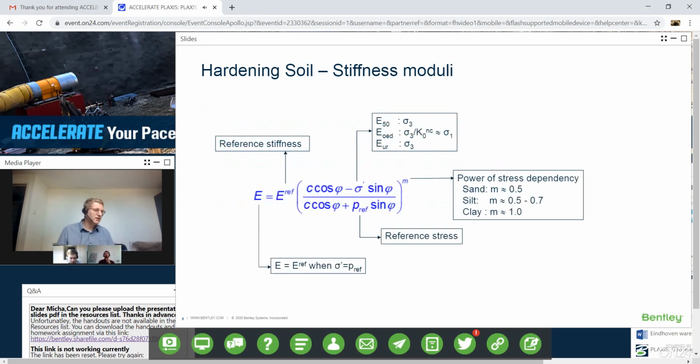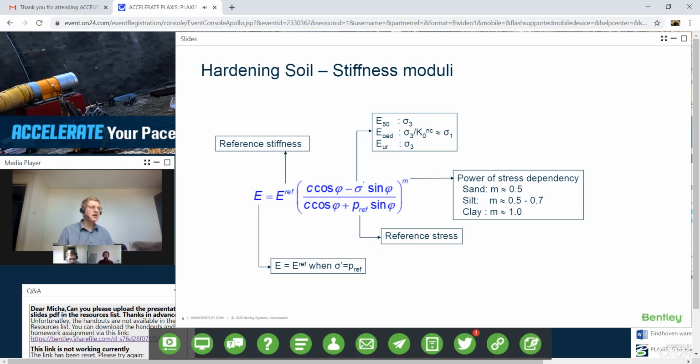Now, how does this look like? The formula. So E, whether this is E odometer, EUR, or E50, this is the stiffness that we actually have at any moment in our calculation. That depends on the reference stiffness, E ref, that we have to fill in as a user. And then we have the equation that has some cosines in it and cohesion. But most important, it has sigma and Pref. Now, Pref is that reference stress, that 100 stress units stress.